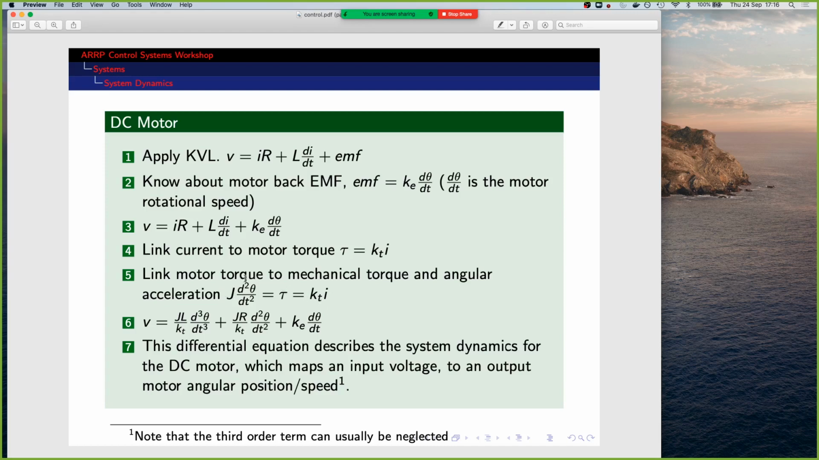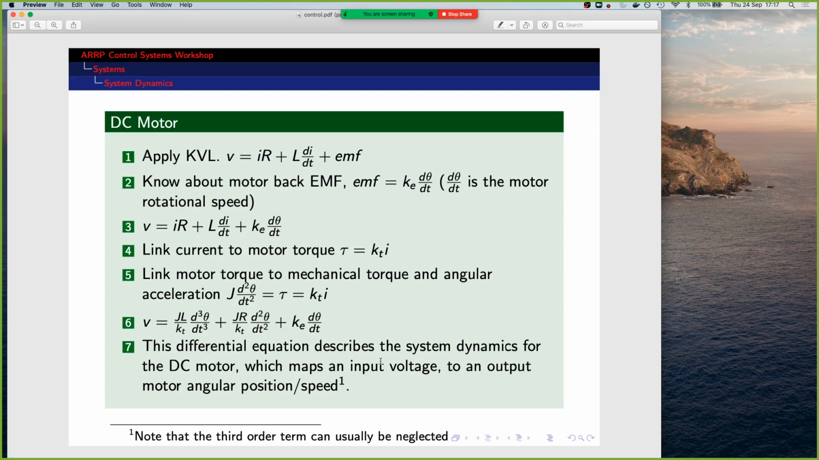So this is the rotational version of Newton's second law, basically. J, the moment of inertia multiplied by the angular acceleration, is equal to the sum of all the torques. And we found above that the torque is equal to this term here. Then we combine all of those together and we get this big, somewhat nasty, perhaps, differential equation. It describes the system dynamics for that motor, and it maps the input voltage, V, to the output, which is the motor position or speed. Just a note that usually we can neglect that third order term. So if you're seeing this differential equation somewhere else without this third order term, that's why.